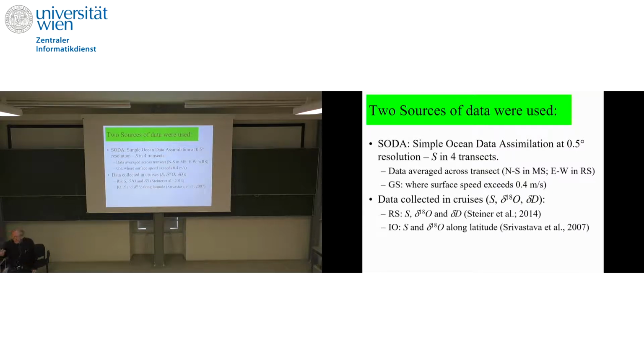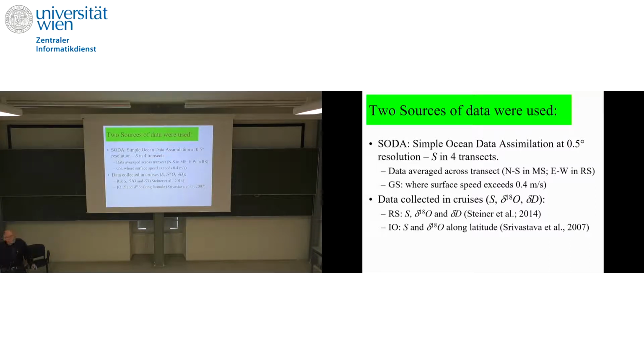And we also had 2 cruises. We wanted to compare it to cruise data, not averages over 30 or 50 years including models, but real data that was taken by good scientists, hopefully good, I don't know. We'll see in a minute if it's that good. And compare all of it. In the Red Sea, we had data for salinity, delta O18, and delta D that was taken in that cruise. And in the Indian Ocean, we had salinity and delta O18 only. And again, the data itself was uploaded and we could download it.